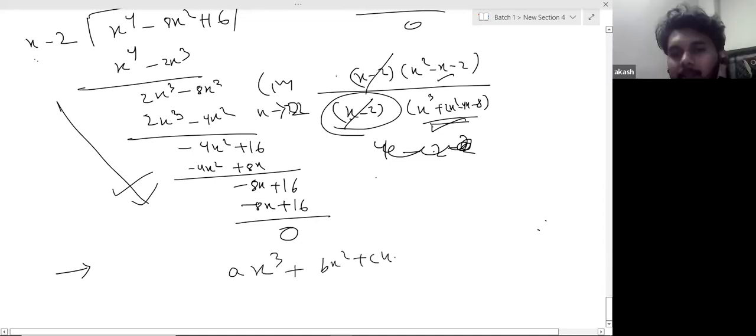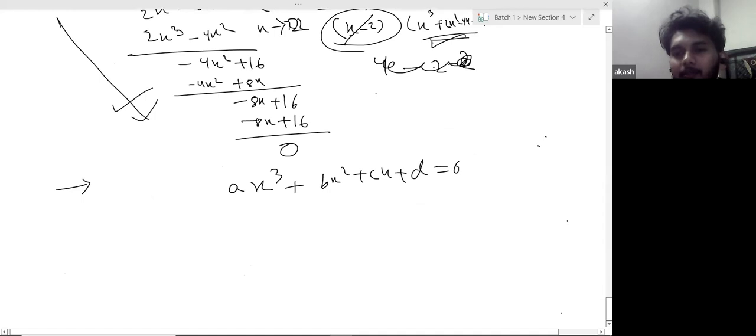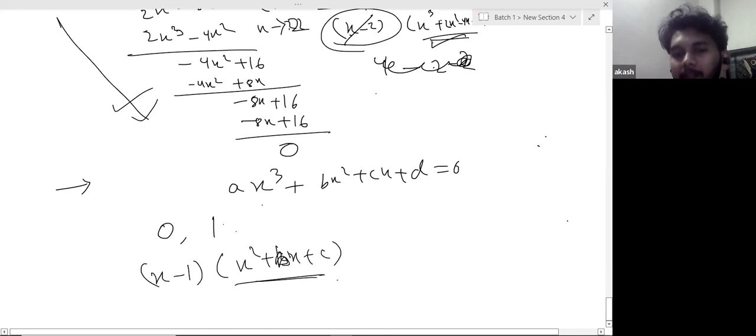If I have given you ax cube plus bx square plus cx plus d equals 0, this is a cubic equation. So how to factorize this? First you have to find a value that satisfies this equation. This is the only way to solve a cubic equation. You have to check each and every value. So first try to put the value of 0. If it works, then good, divide by x. Then you put 1. If you put the value of x as 1 and this becomes 0, then divide this whole equation by x minus 1. Then you will get a quadratic equation. You know how to factorize this.